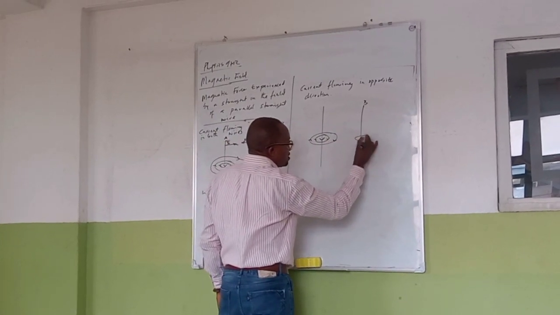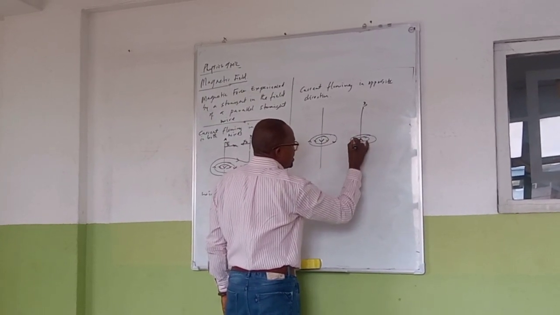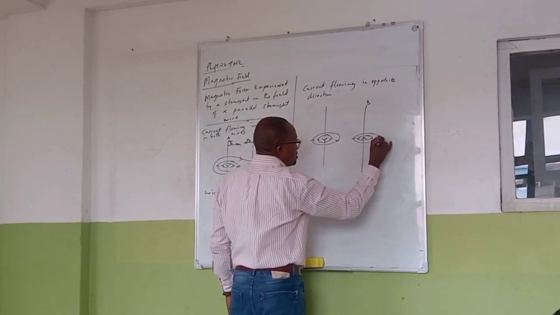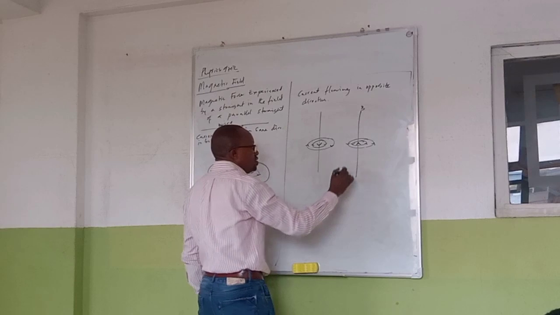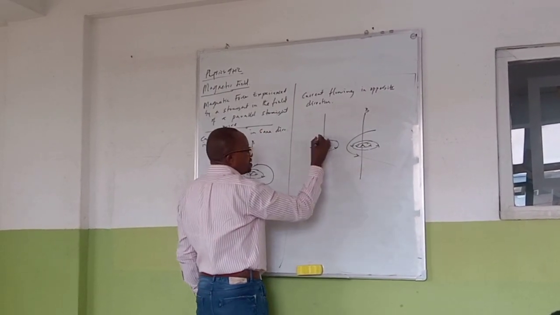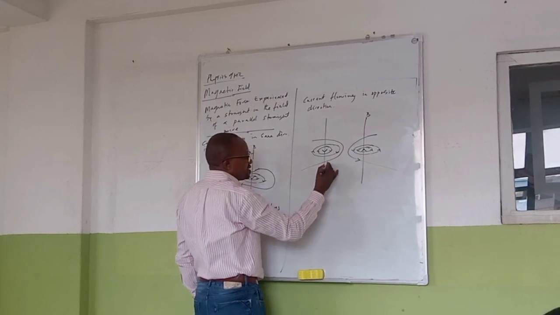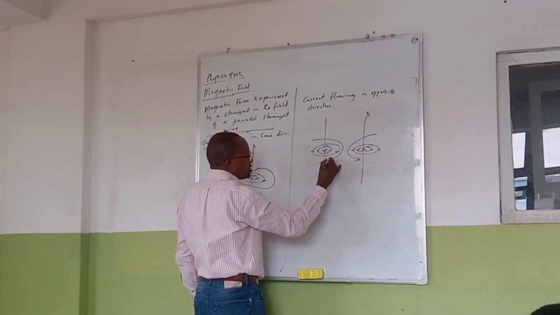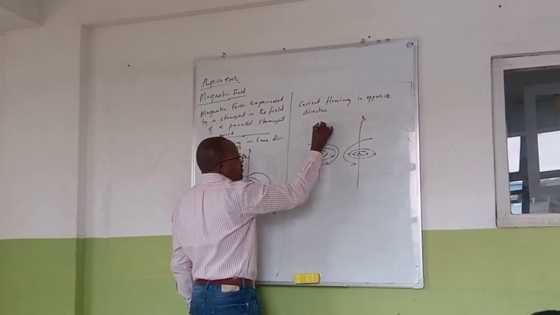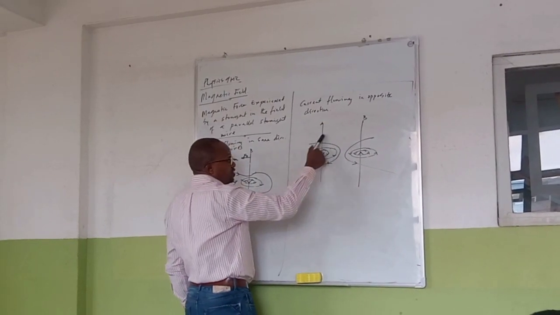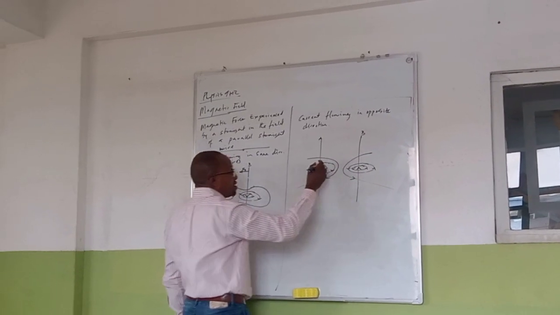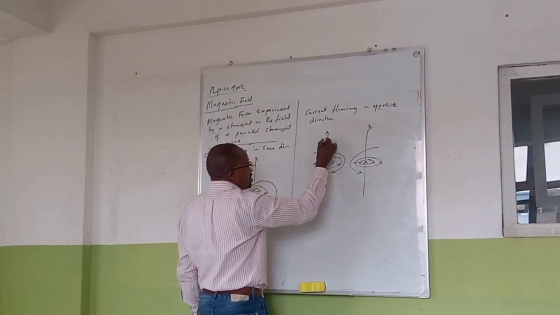Then this one is anti-clockwise. Are you following? So the magnetic field like this is anti-clockwise, and the magnetic field like this is clockwise. Is that okay? The interaction of those fields causes the forces they experience to move in one direction, for them to move away from each other.